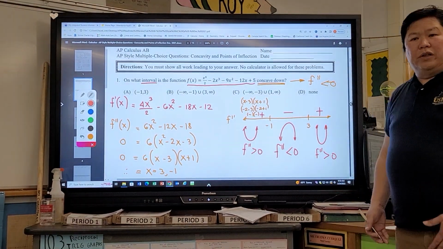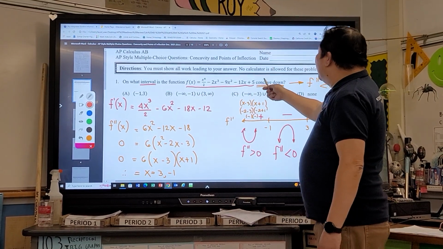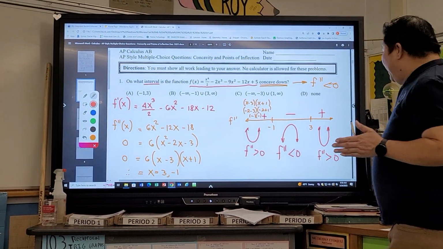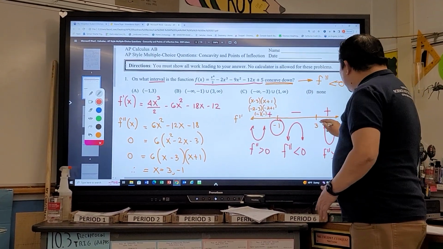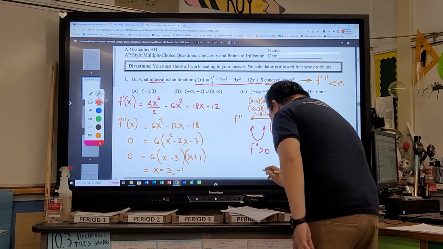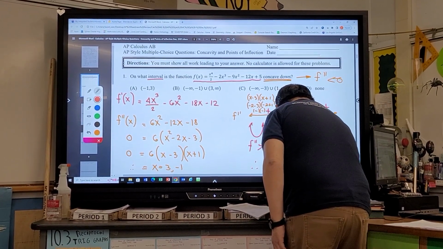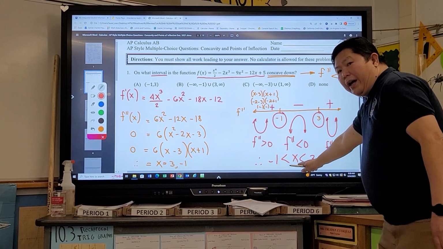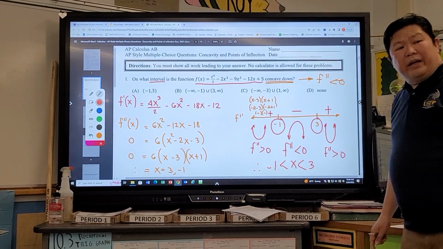Back to the question. The question says, on what interval is the function concave down? It's in this interval, negative 1 to positive 3, right? So therefore, our final answer would be negative 1 less than or equal to x and less than 3. Meaning to say, x whose concavity is down is between this interval, negative 1 to 3.